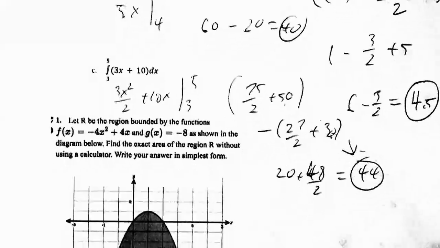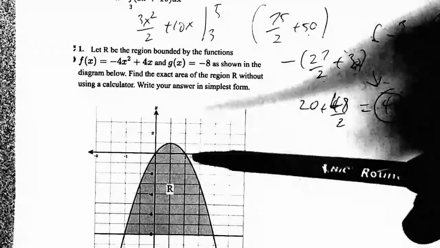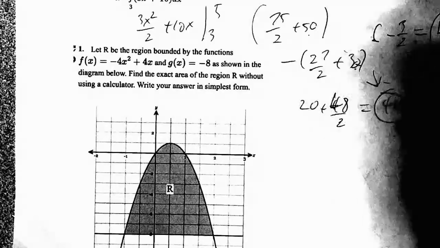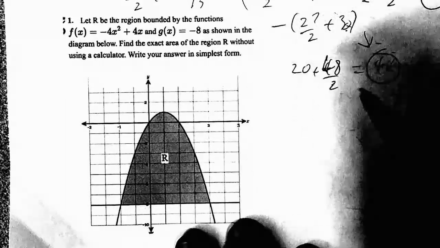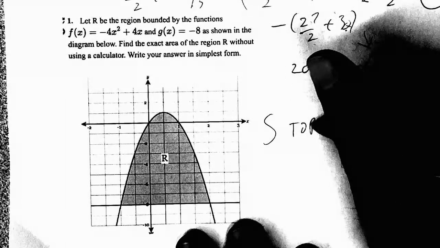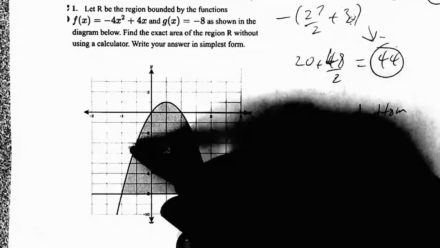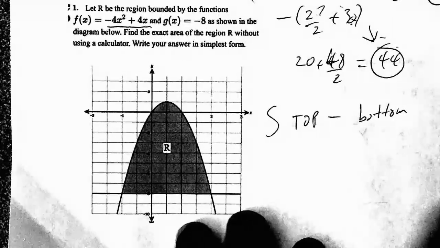Okay. Last one. We're nearly done. This is the area between curves. So you have a shaded region between two curves, and you need to find the area without using a calculator. And this is the last thing on the test, last unit. So to do this, it's just the integral of the top minus the bottom. Okay, so the top function here is this negative 4x squared plus 4x.